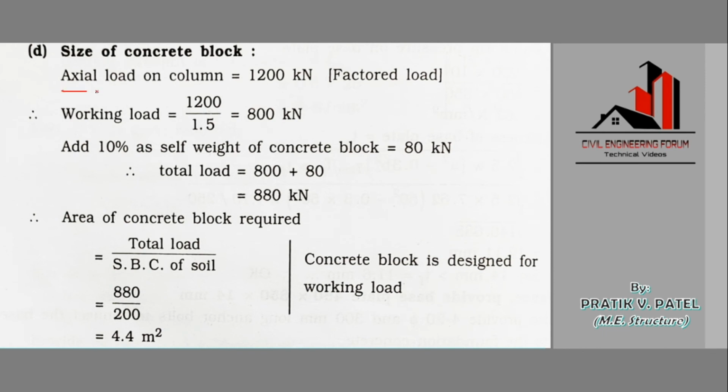Axial load on the column is 1200 kilonewton. This is the factored load, but we need to calculate the working load. What is the working load? We'll divide it by 1.5. The answer is 800 kilonewton.